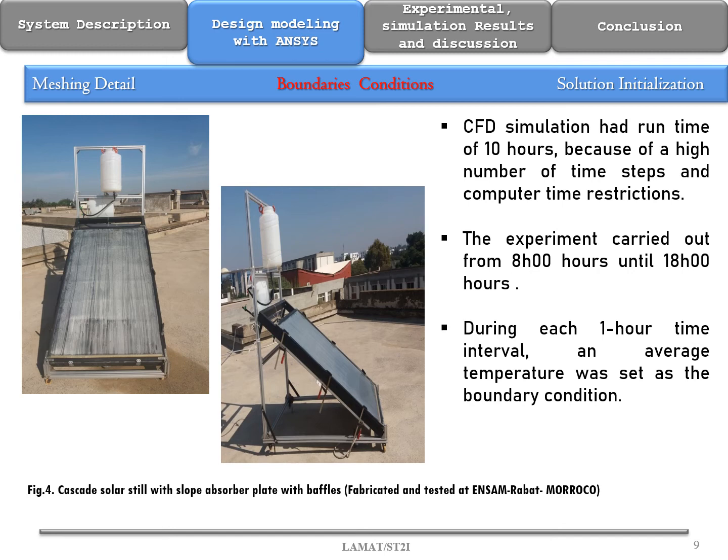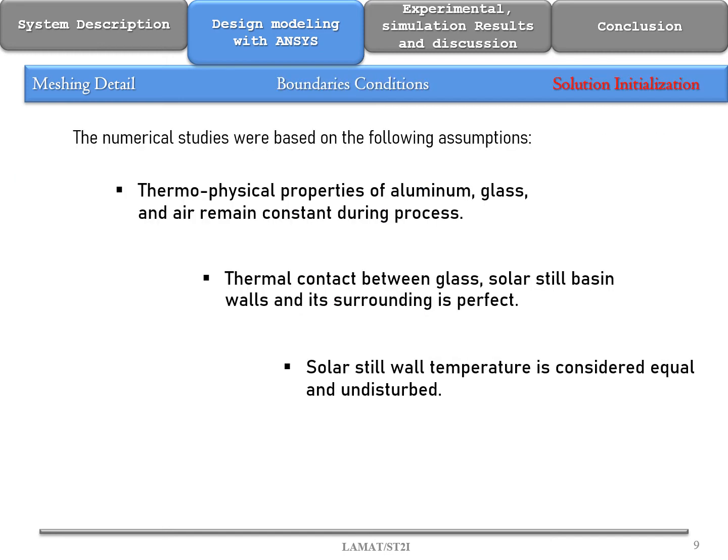In this experimental setup, the cascade solar cell is fed by 25 liters of brackish water, and 6 thermocouples are installed at the absorption surface and 3 on the inner face of the glass cover. This process is used for obtaining the solution for the finite element model generated in the processor. The numerical studies were based on the following assumptions. The thermophysical properties of aluminum, glass, and air remain constant during the process, and the thermal contact between the glass, solar cell, basin walls, and surroundings is perfect. The solar cell wall temperature is considered equal and undisturbed.